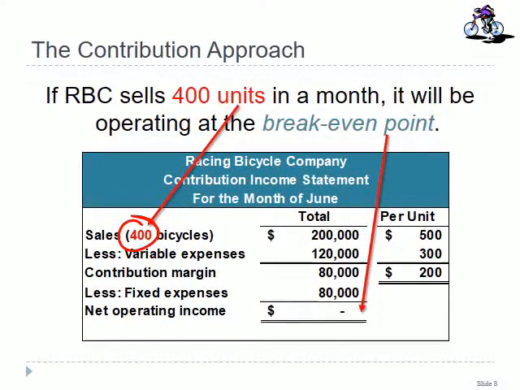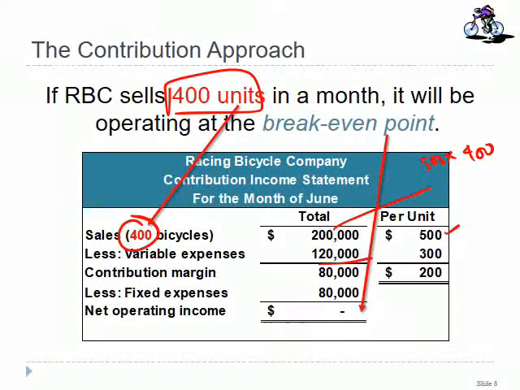So here, if the RBC sells 400 units in a month, it will be operating at break even. How? We know that 500 is the price of our bicycle. So where did this 200,000 come from? 500 multiplied by 400 units. This 200,000 came from multiplying 500 by 400.